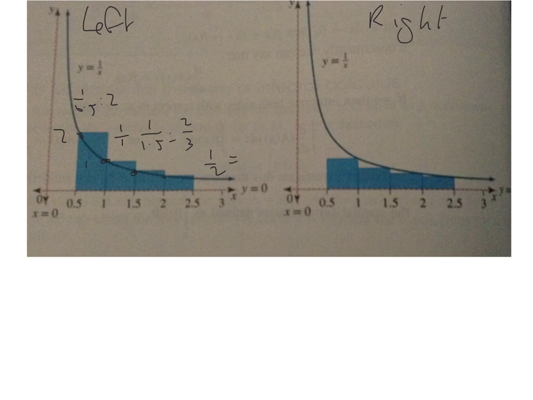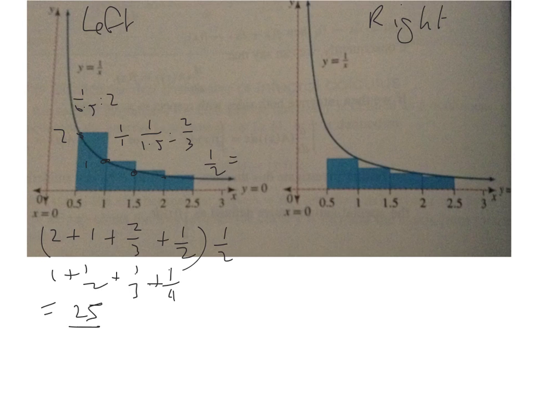So what we do then is add up all these areas. We multiply them all by a half, or we can add them all up and just expand that. So if we go 2 plus 1 plus 2 over 3 plus 1 over 2, and we multiply all that by a half, we end up with 1 plus a half plus 1 over 3 plus 1 over 4. We can simplify all that down and add that up to find that we end up with 25 over 12 square units.